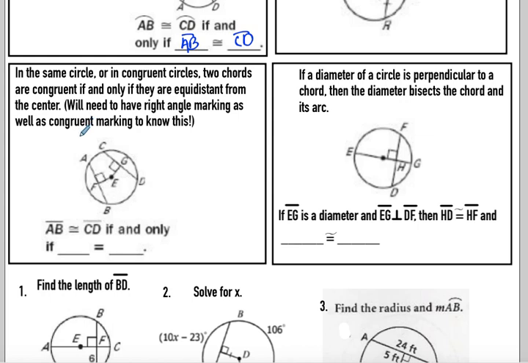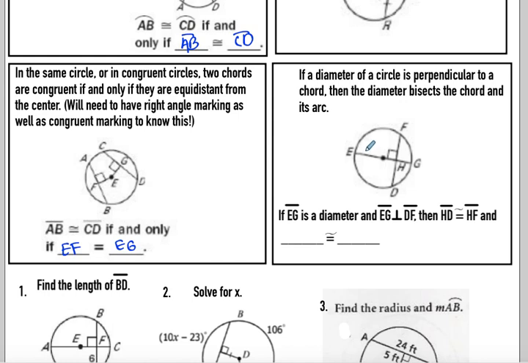In the same circle or in congruent circles, 2 chords are congruent if and only if they are equidistant from the center. How you'll know is you'll need to have this right angle marking to tell that they are measuring that distance straight to that chord. They have here if AB is congruent to CD, if and only if EF is equal in length to EG.